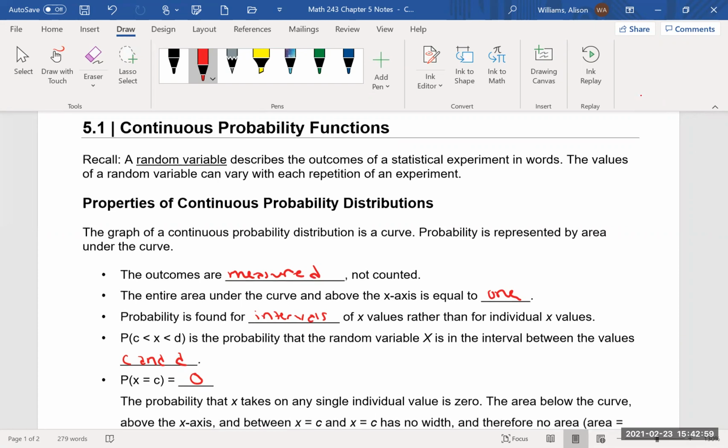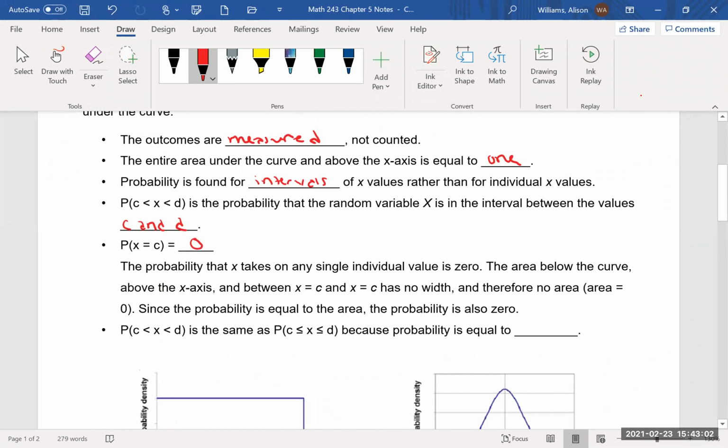And then the next is that the probability that x takes on a single value is 0. This is just a commentary. And that's simply because we can't have area being represented as a single line. And I'll draw that in just a second so you kind of understand what that means. And then to say that the probability that C is less than X is less than D is the same as the probability that C is less than or equal to X and less than or equal to D is because the probability is equal to area. So there's no distinction between these statements here. They're exactly the same statement when we're talking about continuous. And it's because the probability is represented as an area. Again, we'll draw this out in a second.